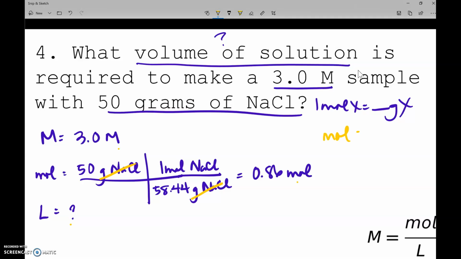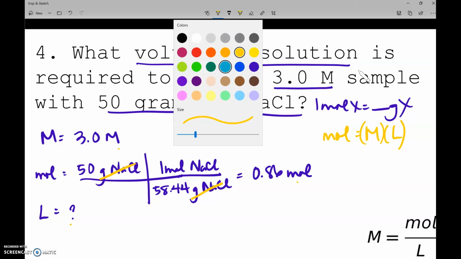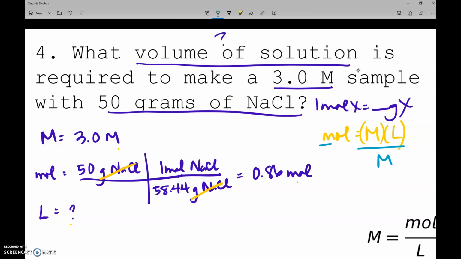We already manipulated it last time by solving for moles, so we know that moles is molarity times liters. Now we divide by molarity on both sides to get liters by itself. So we have moles divided by molarity. I already have moles, so I divide that by 3 molarity, breaking that apart into moles over liters. This makes our moles cancel, and we're left with liters. So 0.86 divided by 3, and our answer here is 0.29 liters.